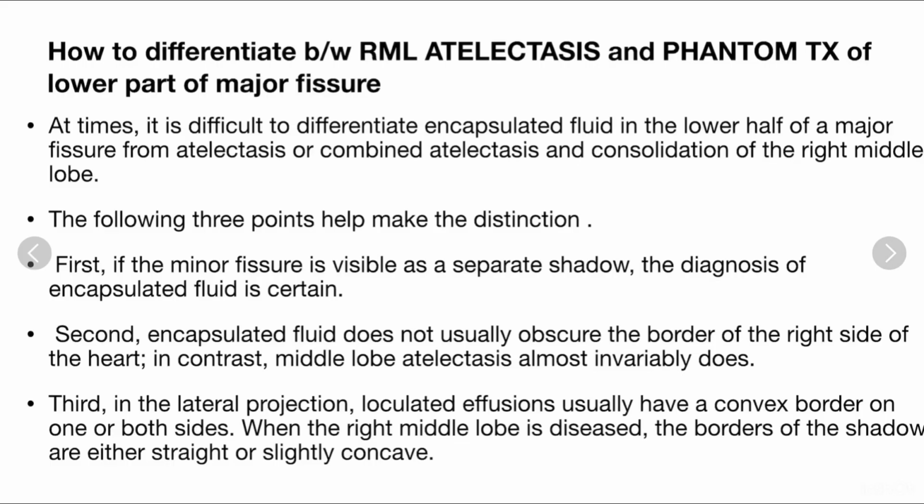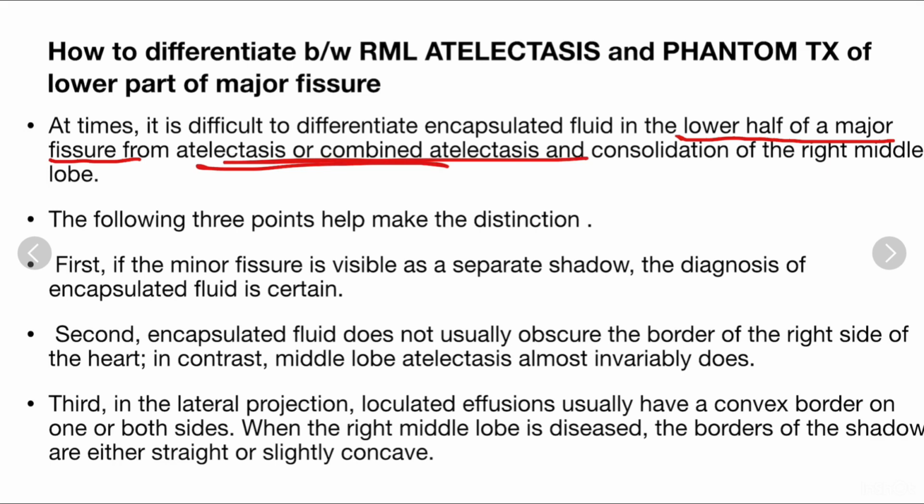Now, how do we differentiate between right middle lobe atelectasis and a phantom tumor of the lower part of the major fissure? At times it is difficult to differentiate encapsulated fluid in the lower half of the major fissure from atelectasis of the right middle lobe. So how do we differentiate them? The following are three points which help make the distinction.